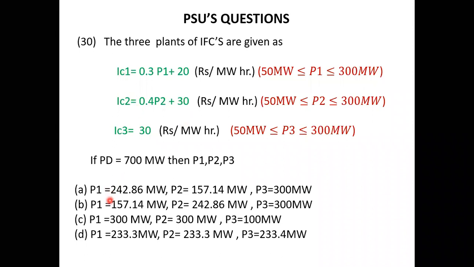Now compare these two. Tell me the answer now. When you compare IC1 and IC2, P1 must take more power because IC1 is less when compared to IC2. When you see IC2, this is more when compared to IC1, so P2 will take less power. So from this, tell me your answer. Yes, very good. So many people are giving that. The answer is A. So like this, you can pick up the right answer from the given options.